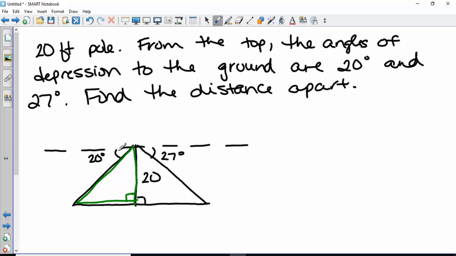We need an angle in the triangle itself. So how would I get this angle up at the top? So that is 70 degrees. We're trying to find how far apart these 2 points are, so we need to find this side in our triangle. From my 70, that's the opposite. 20 is adjacent. So we can say the tangent of 70 degrees equals x over 20. Multiply over your 20.